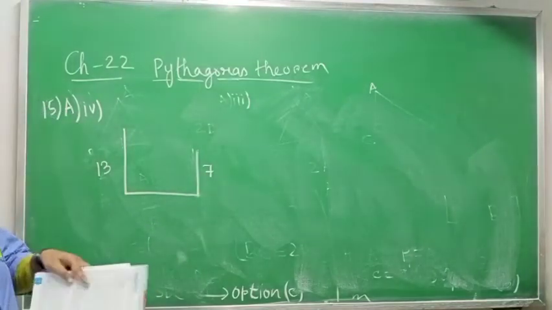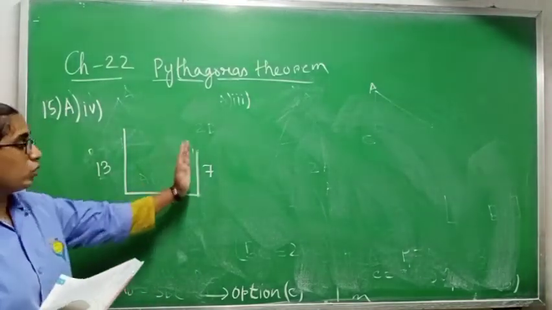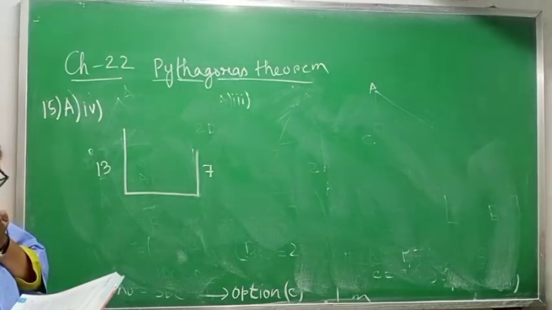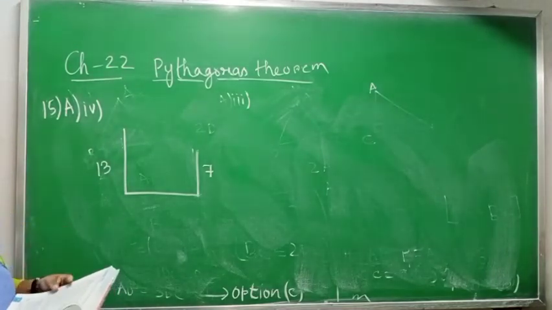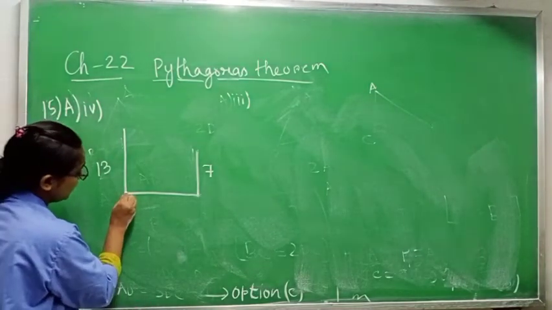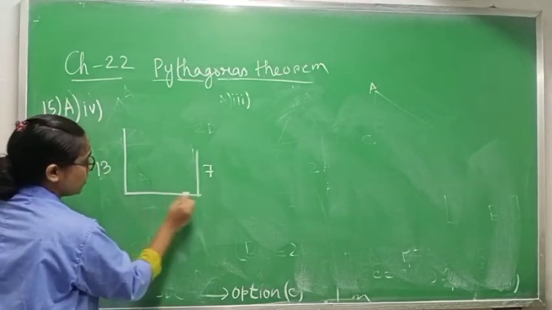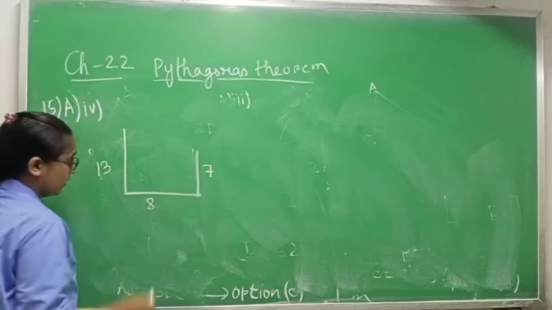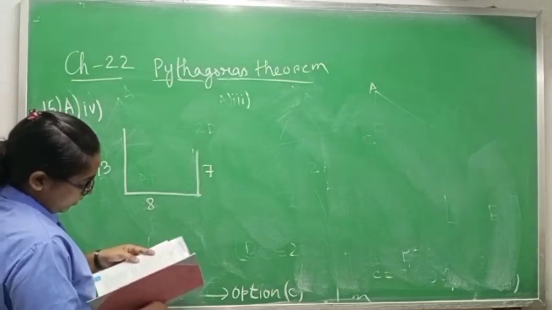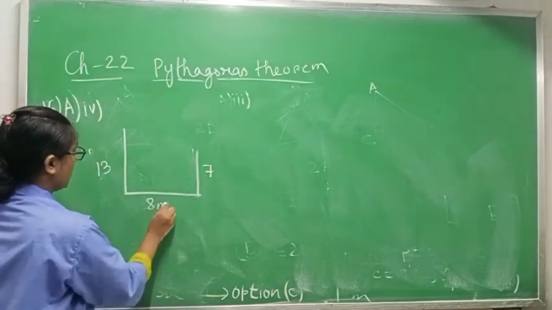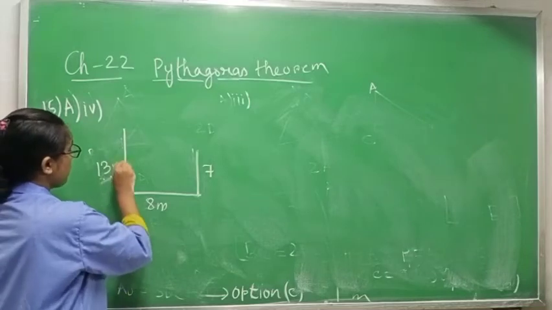They are standing perpendicularly, meaning making 90 degree on the ground, and the distance between their foot is, this is the foot of the first rod and this is the foot of the second rod. So the distance between their foot is 8 meter.